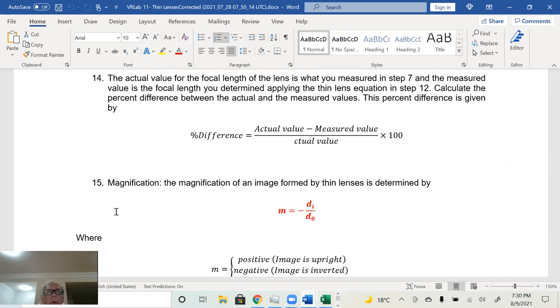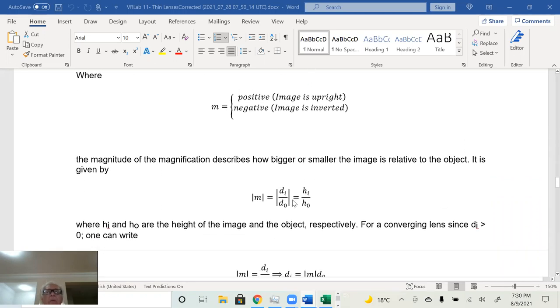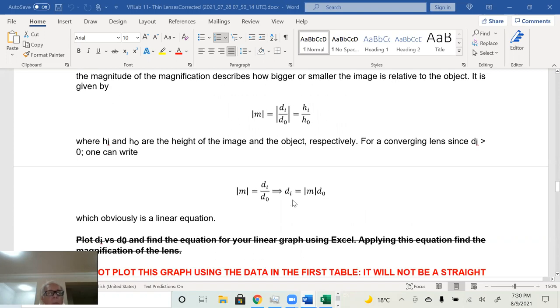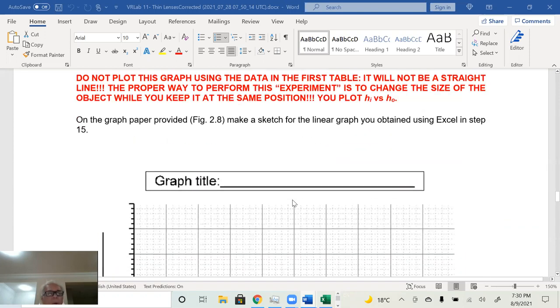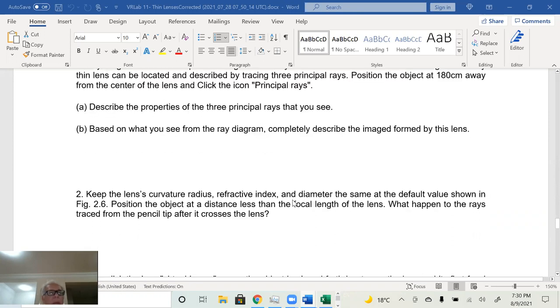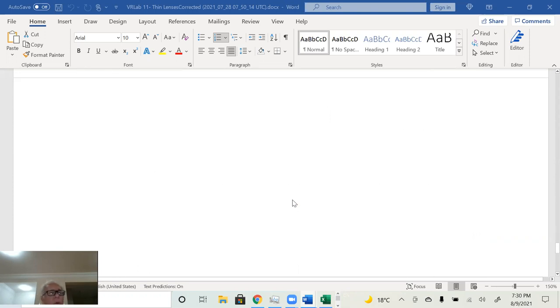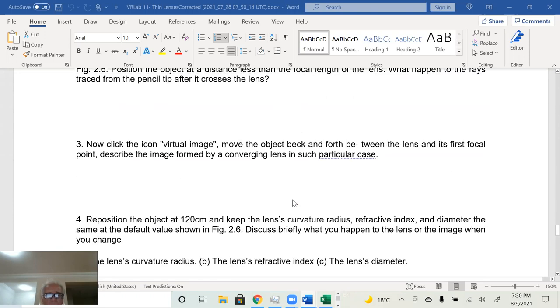The only thing that you have to know is the magnification. Okay, here you go: di over d naught. Remember I told you, if di is greater than d naught, then you're gonna have a magnified image. Magnified image means the magnitude of m is greater than one, okay? So let's see, what else? Principal rays. Yeah, that's all I want to cover with you folks for this one.